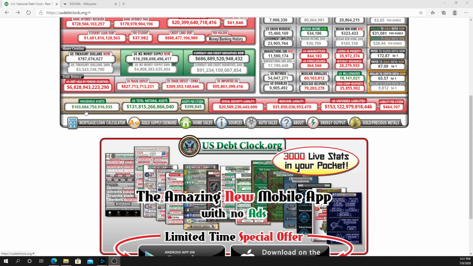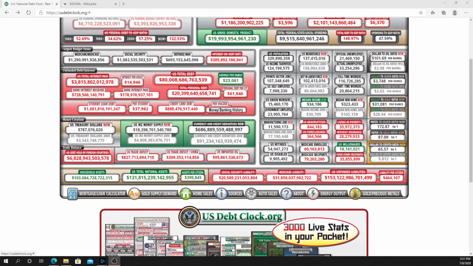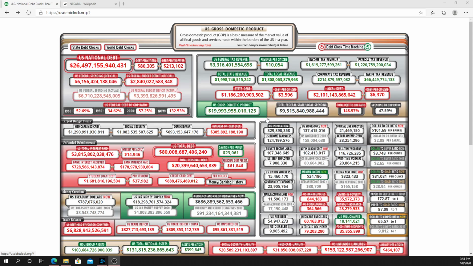Look at household assets, it's dropping. U.S. total national assets, it's dropping. But meanwhile, Social Security liability is increasing. Medicare liability is increasing. U.S. unfunded liabilities is increasing. Liability per citizen, 464,107. It just is crazy. It makes no actual sense.